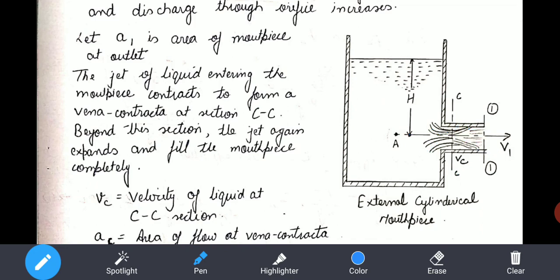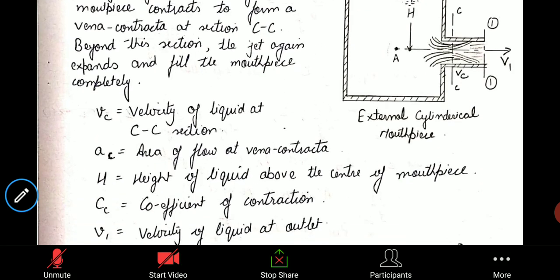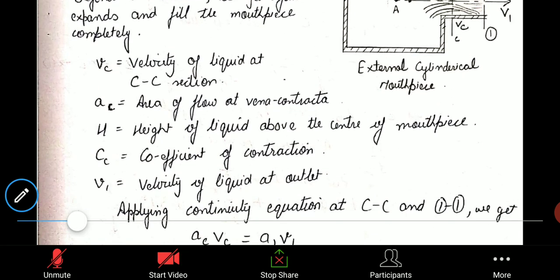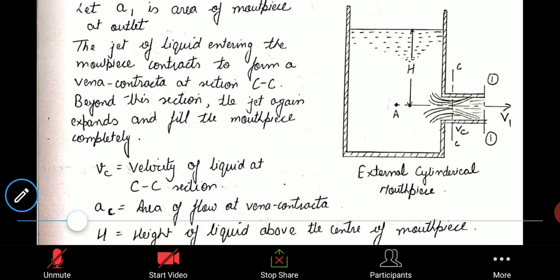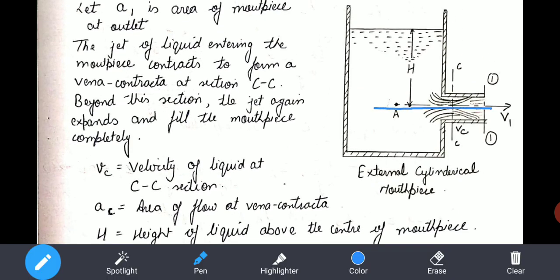So first of all, look here. VC is the velocity of liquid at the CC section, that is at the vena contracta section. AC is the area of flow at the vena contracta, where the liquid surface is contracting; we take that area as AC. H is the height of liquid above the center of the mouthpiece. Okay, here see, from the center of the orifice, this is height H.